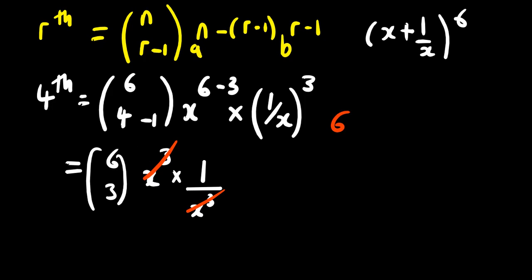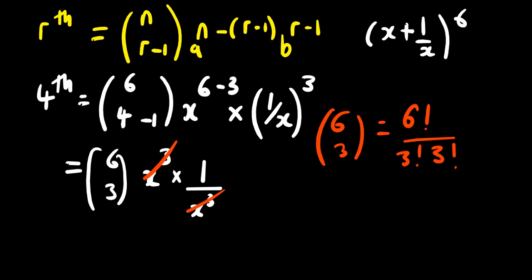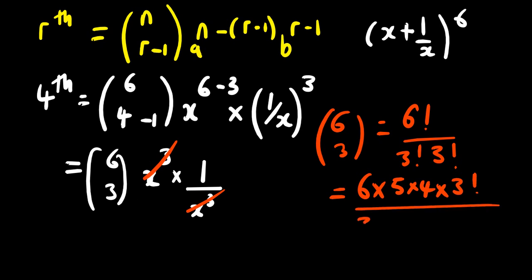Now 6 combination 3, we've been solving combinations, so this will be 6 factorial over 6 minus 3, that is just a 3. So I have a 3 factorial and a 3 factorial. Then when I solve what is on top, 6 factorial is just the same as 6 times 5 times 4 times 3 factorial, everything over 3 factorial multiplied by 3 factorial. On the other hand, allow me to write this one as 6, because 3 factorial is 3 times 2 times 1, which is 6, multiplied by 6.